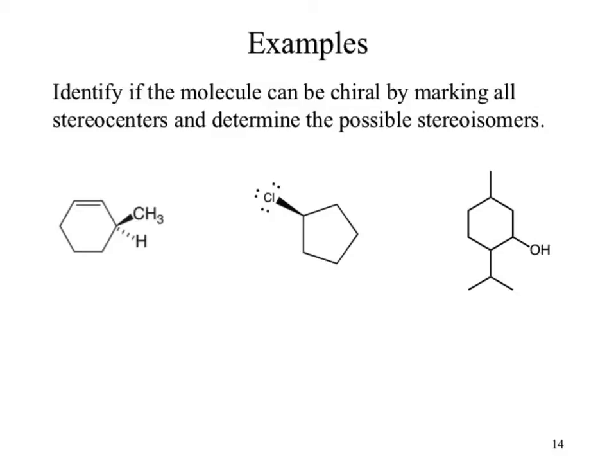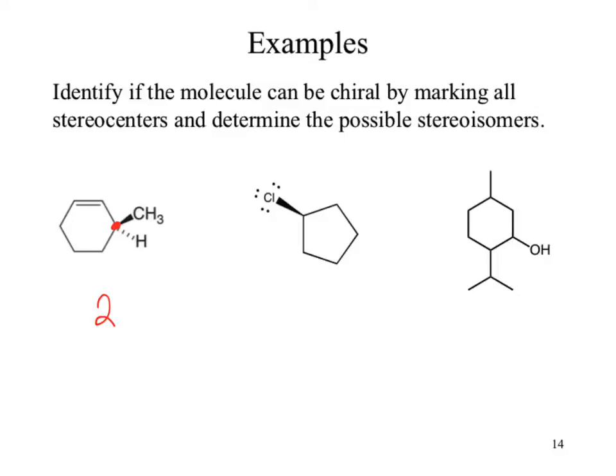Identify if the molecule is chiral or can be chiral by marking all stereocenters and determine the possible stereoisomers. So more practice. Take a look at the first one. I would say I sleep like a baby, and I know exactly how a baby sleeps, and not well. Leftmost structure: do we have any chiral atoms? We have 1, which means possible stereoisomers. We get 2 possibilities.